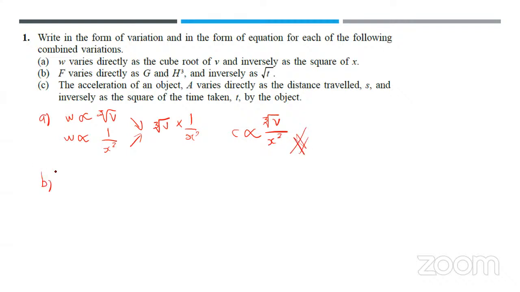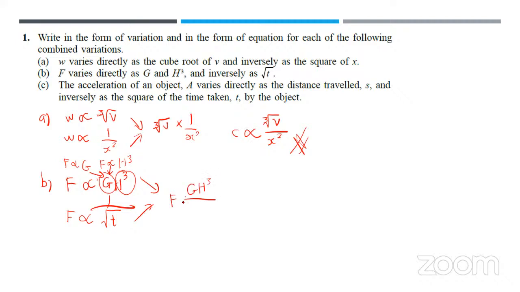Now let's look at B. F varies directly as G and H to the power of 3, and inversely as square root of T. So we can write it down as F varies directly as G and H cubed. Okay, and then we can write down F varies inversely with square root of T. You can also separate this and this: you can turn it into F varies with G and F varies with H cubed. These two combine to get this. And then we combine this and this, sorry, it varies inversely. You get F is equal to G H cubed over square root of T.